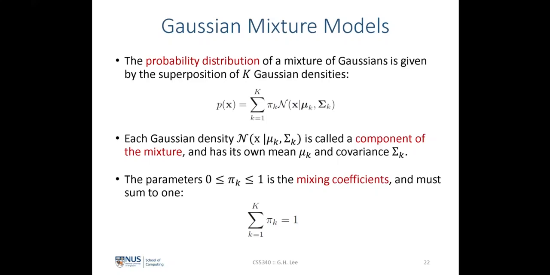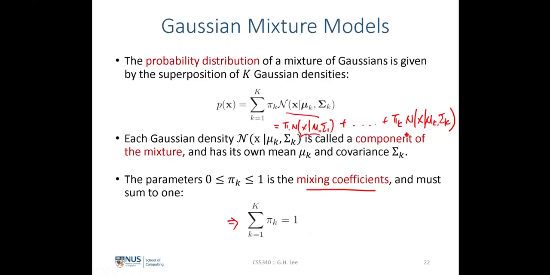Now, more formally, the probability distribution of a Gaussian mixture model is given by the superposition of k Gaussian densities, which I have illustrated in the earlier slide, that the joint probability distribution of x is equal to the sum of the linear combinations of all the respective components of the Gaussians. So in this case, we can evaluate it to be pi 1, the normal distribution of x, mu1, sigma 1, plus all the way to pi k, the normal distribution of x, mu k, sigma k. Here pi is what we call the mixing coefficient, and it has to be from 0 to 1, as well as sum up to 1.